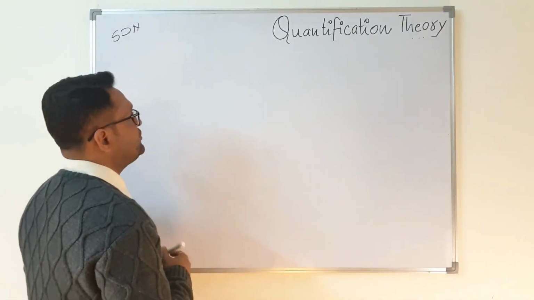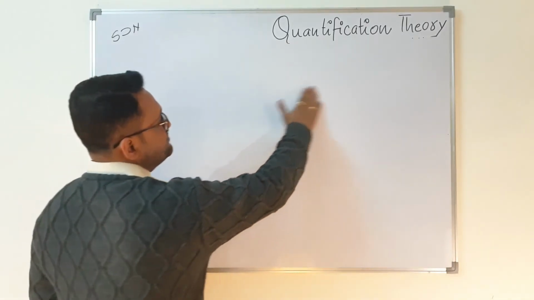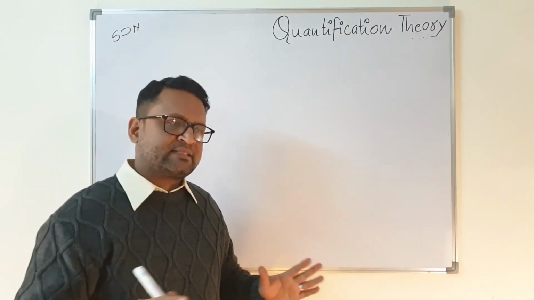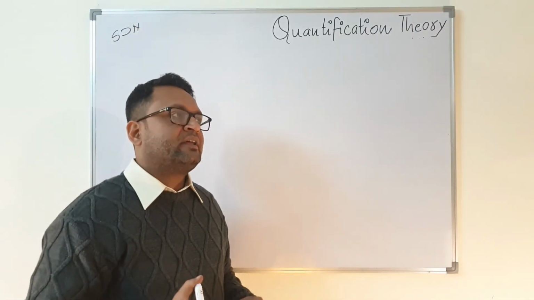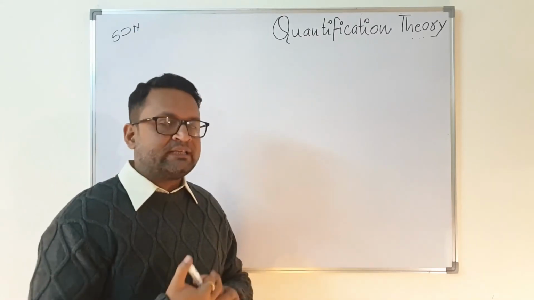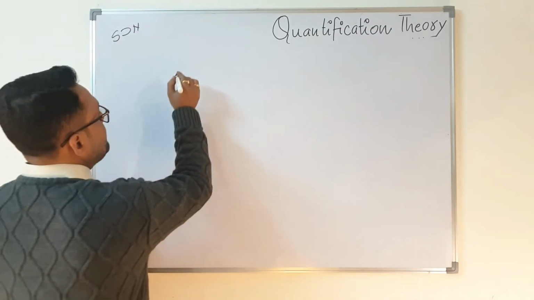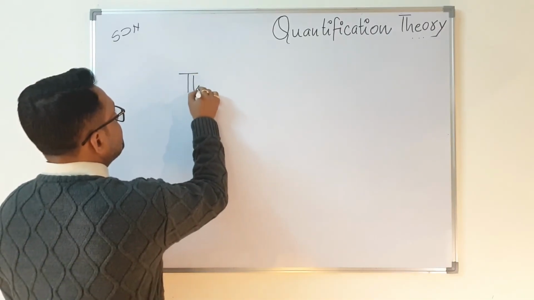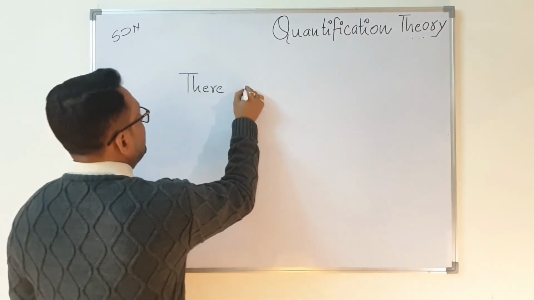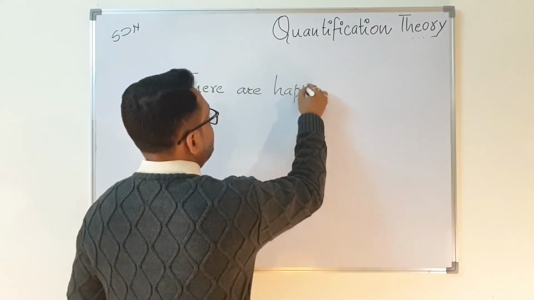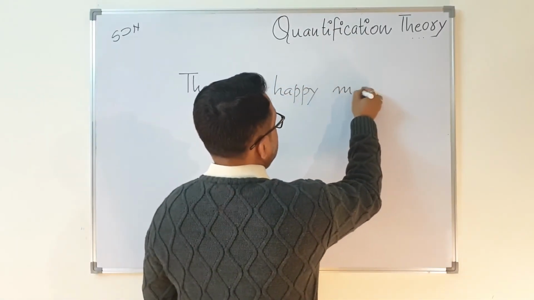Let us take two more examples for us to understand how we need to think about these symbolizations, and these will be the last examples for this lecture. The first one is, there are happy marriages.